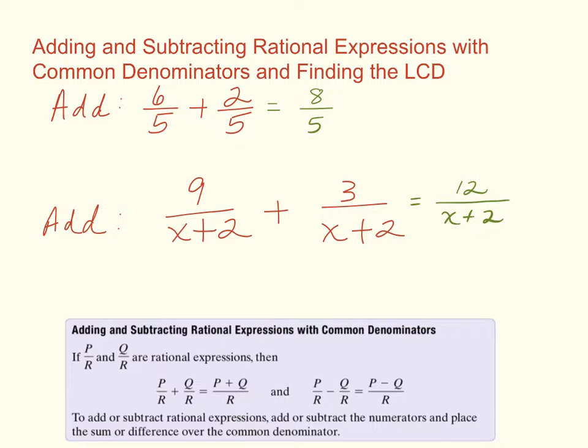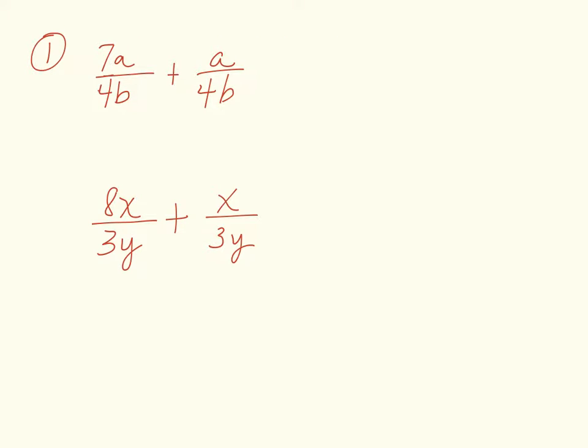So the rule here is to add or subtract rational expressions with common denominators. If P over R and Q over R are rational expressions, then we add or subtract the numerators and place the sum or difference over the common denominator. And then you would simplify if necessary. Okay? So let's look at this example.